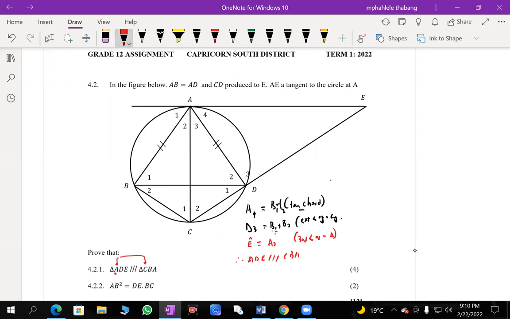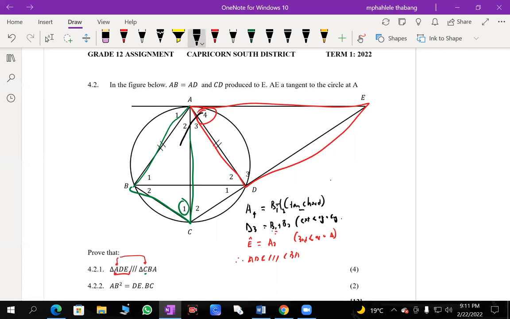Angle A belongs to which triangle? Triangle ADE. Obviously A is this one, it's A4. Then we will make sure we relate it to angle C using reasons. C belongs to triangle CBA. So this is triangle CBA, and this angle C is C1. So your focus should be here.